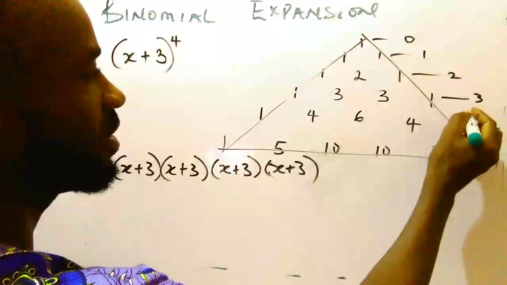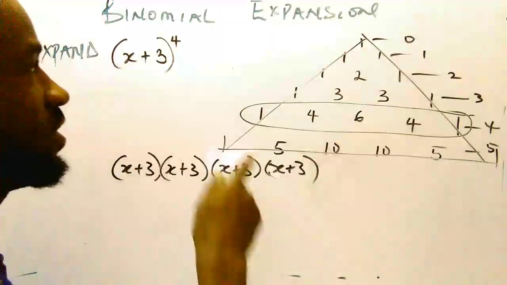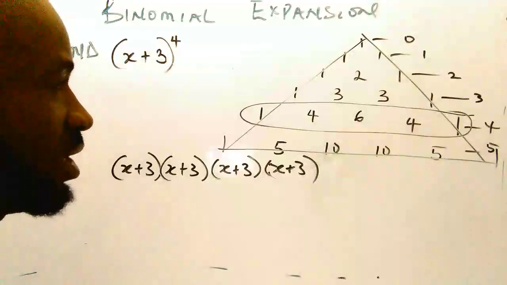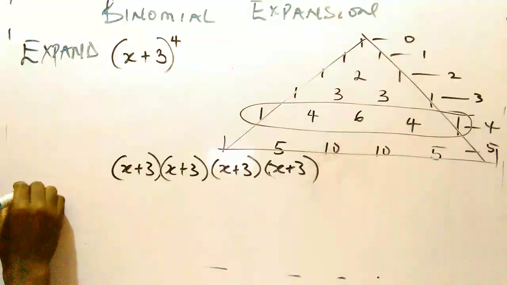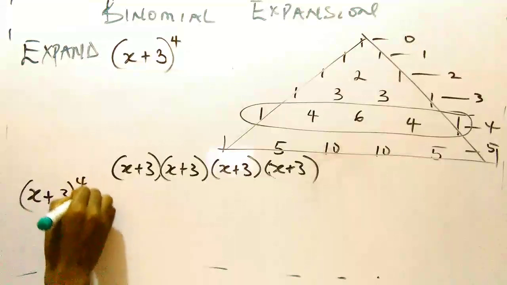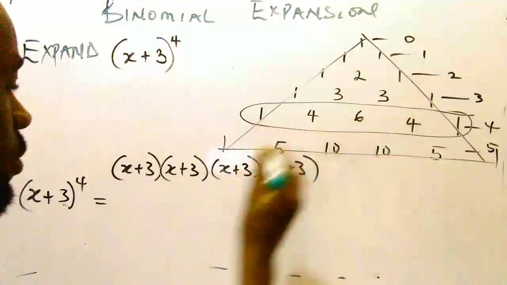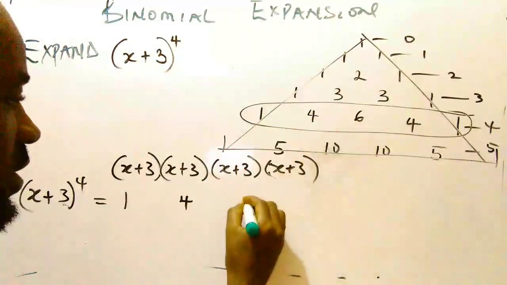So we are taking these coefficients, okay? Because this is 4. So we are taking this coefficient. Now, this is how to apply the Pascal triangle. These coefficients, I'm going to write them out. So let me expand x plus 3 raised to the power 4. So watch and see how it's being done now. I'm going to write out this coefficient 1. Let me give you a space. 4. Let me give you a space.